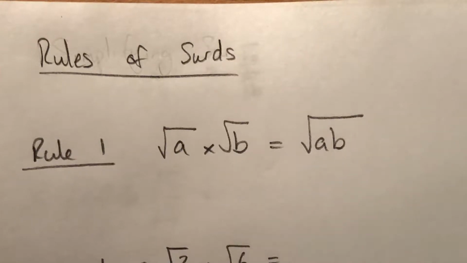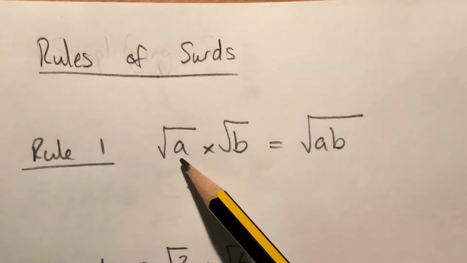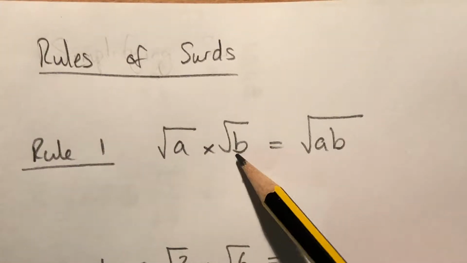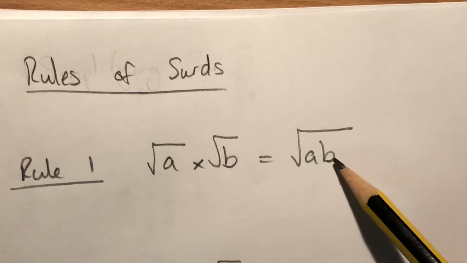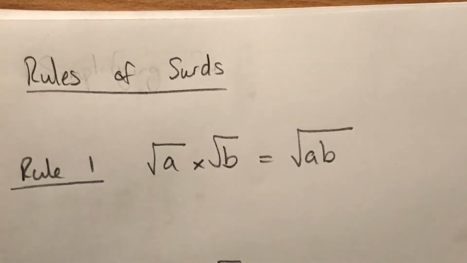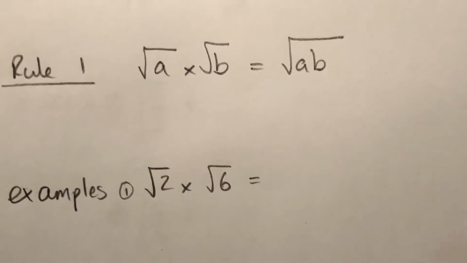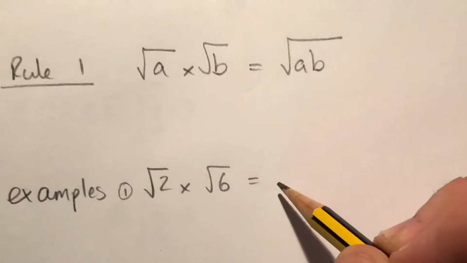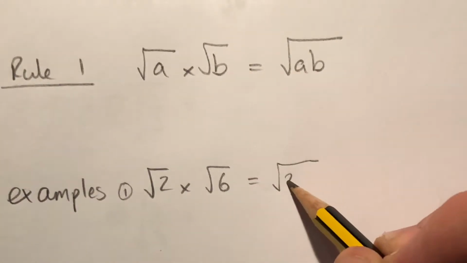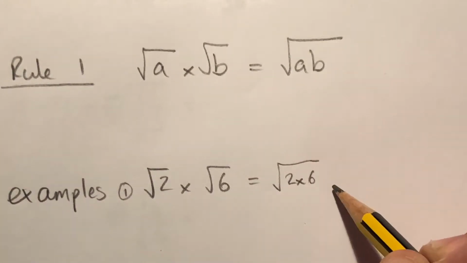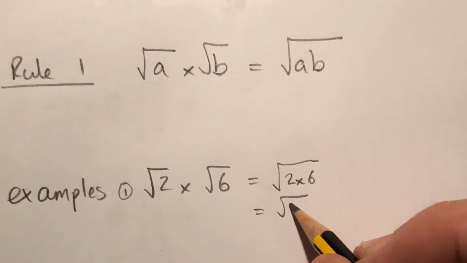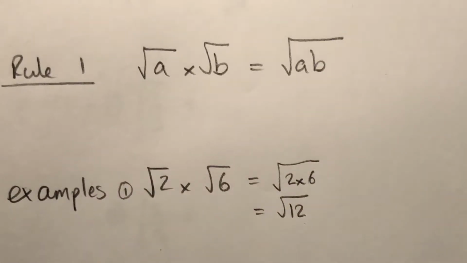In this video we're going to start looking at some of the rules of surds, okay? Now the first rule we're going to look at is if we've got two surds times each other, this is the same as a surd where we just multiply the two numbers together. Now what I mean by that is if we had root 2 times root 6, this is the same as root of 2 times 6, which we know is root 12, okay?